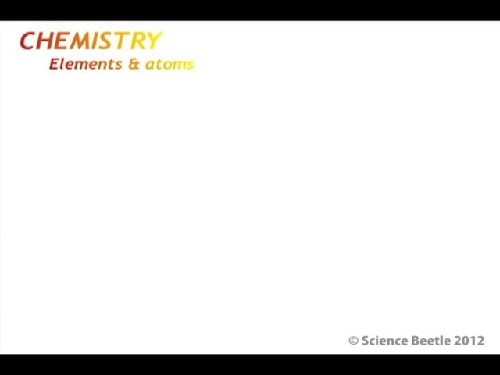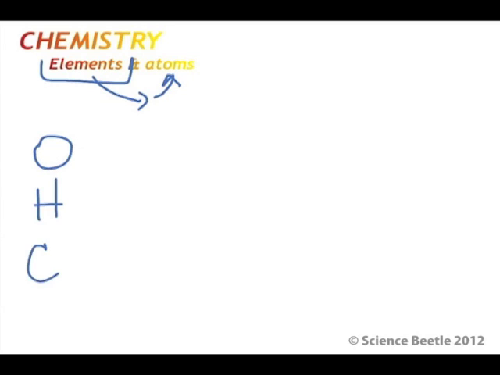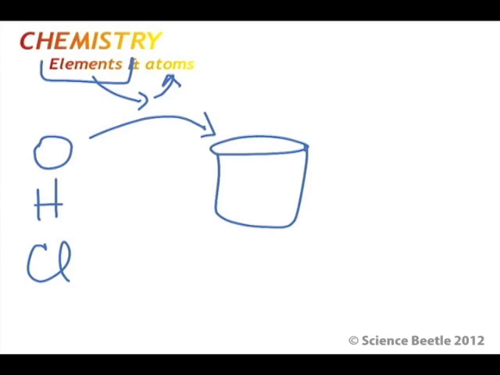So if we take an element, we know that if we break this down, we're going to see that it's composed of atoms. And these atoms, if we were to take a particular element, let's say we take oxygen, we take hydrogen, and we take chlorine, for example. And let's pretend that I have a container. And in this container, let's say that I'm only going to put oxygen atoms. So in here I have all these oxygen atoms, or I have pure oxygen.